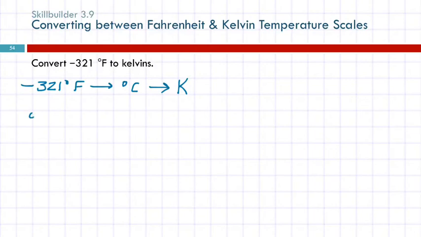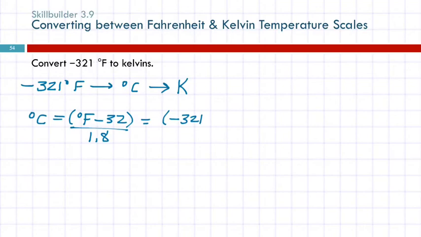I want to find degrees Celsius. So degrees Celsius is degrees Fahrenheit minus 32, the quantity divided by 1.8. By the way, if you're wanting to do the full-blown sig figs with this, the 32 and the 1.8 are exact numbers. So I put my number in here, negative 321, and I'm going to subtract 32 and divide by 1.8. Be careful when you do this on your calculator that you finish the subtraction before you divide. Otherwise, you'll end up with something else. And be careful of that negative sign.